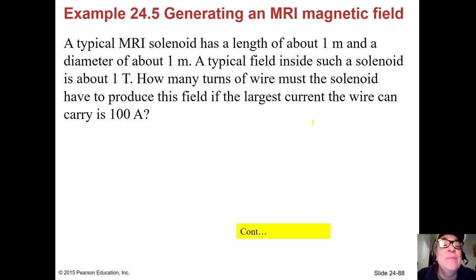Okay, here's another example. A typical MRI has a length of about 1 meter and a diameter of 1 meter. A typical field inside the solenoid is about 1 Tesla. How many turns of wire must the solenoid have to produce this field if the largest current is 100 amps? Okay, so they're giving us 1 Tesla for the strength. They're giving us 100 amps. The diameter of 1 meter, this doesn't matter. The diameter doesn't come into play. But they are giving us the length. Okay, so from this we should be able to calculate the amount of turns.